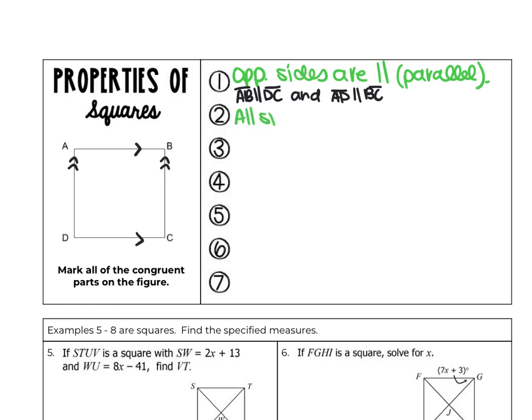All sides are congruent. So I'm going to mark that right here. In that case, I could say AB congruent to BC, congruent to CD, and congruent to DA. So any of those can be congruent to each other. Okay, one thing that kind of sets a square apart is all of the angles are also congruent.